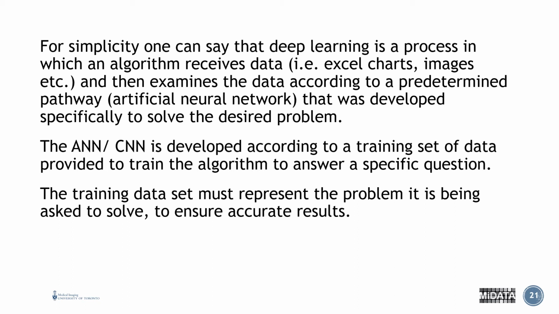And so for simplicity, one can say that deep learning is a process in which an algorithm receives data. So let's just say Excel charts, meaning the data in charts, images, etc., and then examines the data according to a predetermined pathway, which is your artificial neural network, that was developed specifically to solve the desired problem. The artificial neural network is developed according to a training set of data and is provided to train the algorithm to answer a specific question.